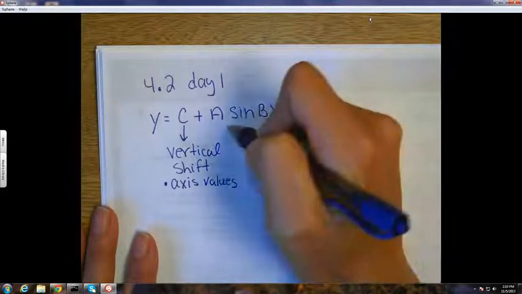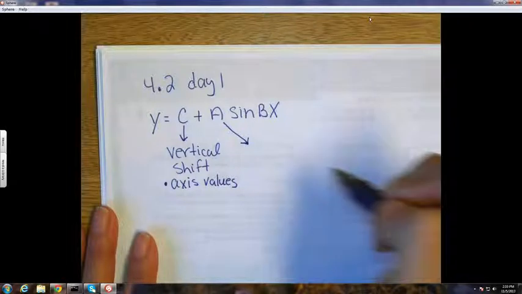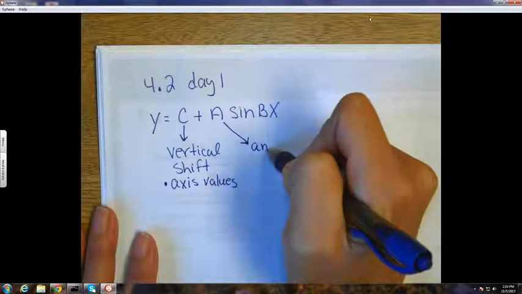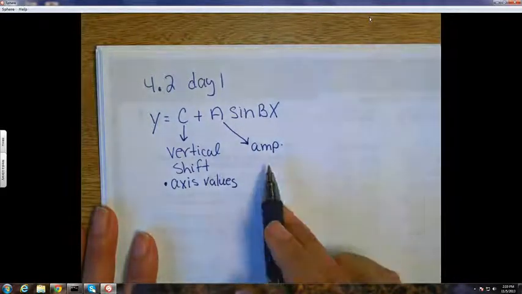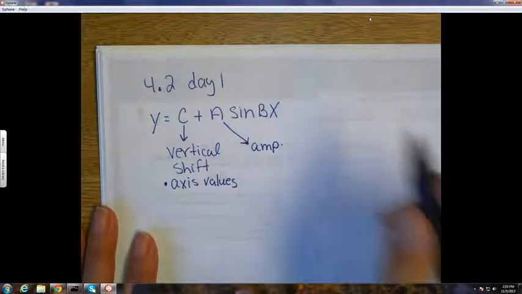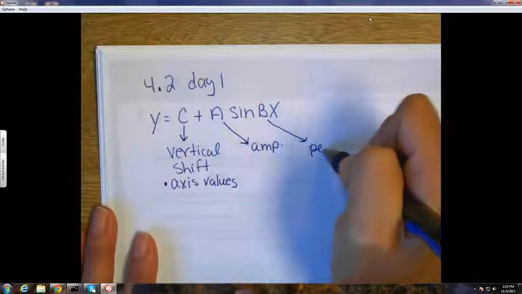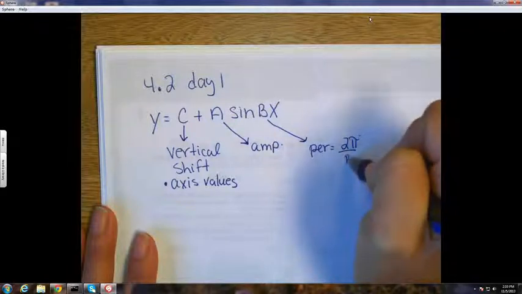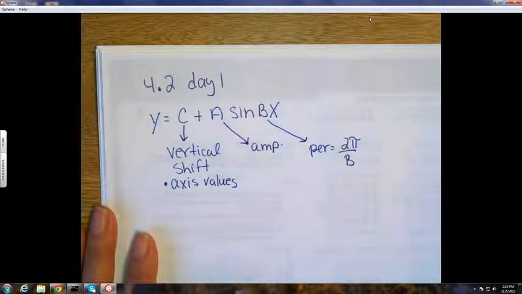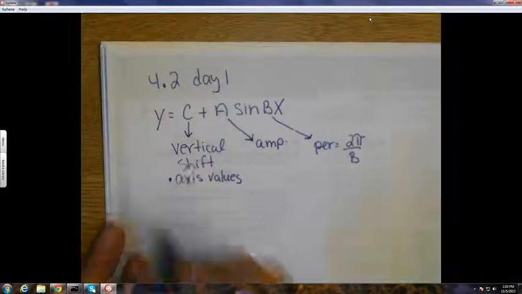What did A affect on the graph? Amplitude. And amplitude is the distance from the axis to the max and the axis to the min. And then the B affects the period. So how does it affect the period? 2 pi divided by B will give you the period length. Okay, we've got 3 graphs today. We're putting all 3 things together. So here we go.